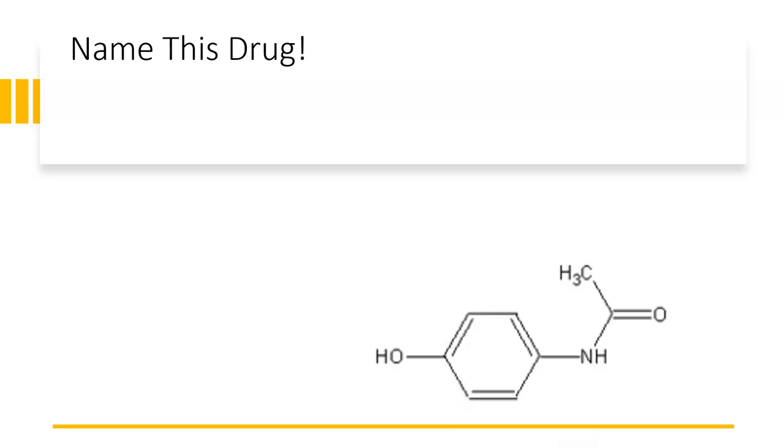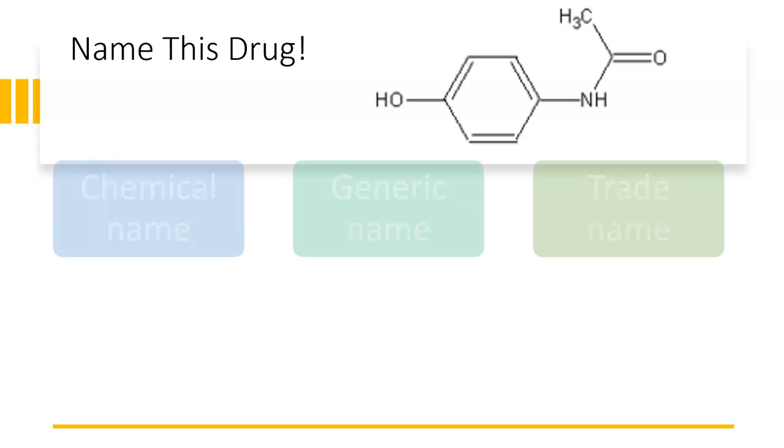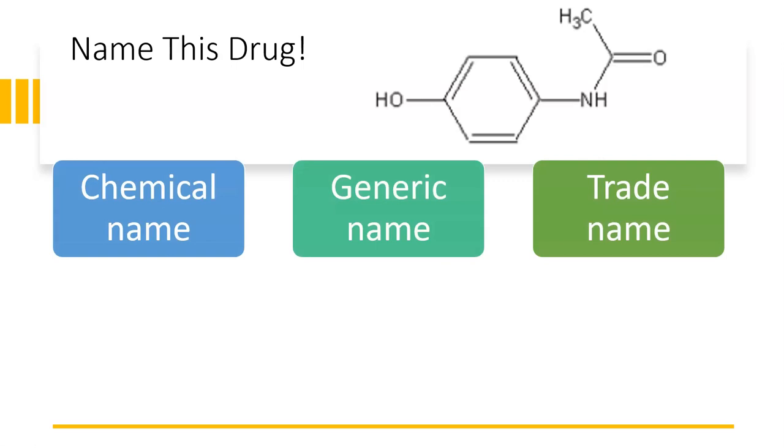Now, let's see. I'm going to put up an image of a chemical structure. Can you identify this drug? Probably not, right? So again, if you know chemistry, well, maybe you could name this drug. But one of the names of this drug, we've got a chemical name, we've got the generic name and the trade name. We're going to start with the chemical name. So the chemical name of this is N-acetyl-para-aminophenol.